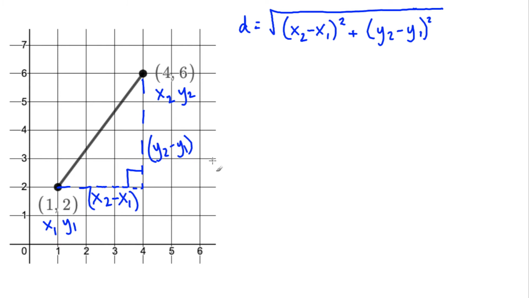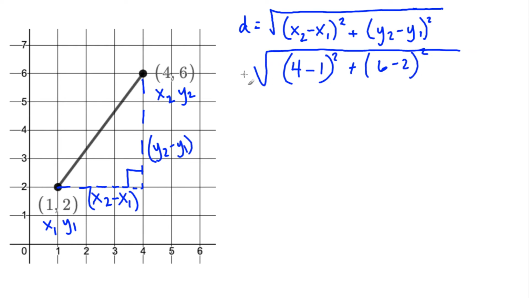Let's just go ahead and use it then. I was going to wait until the next page because I have more examples, but let's just do it. In this one we have 4 minus 1 squared plus 6 minus 2 squared, and we'll take the square root of all that. That will give us the distance. So 4 minus 1 is 3 squared. If you want to leave that in parentheses to help you remember, then do it.